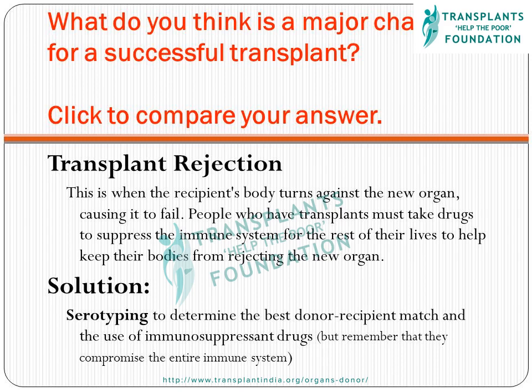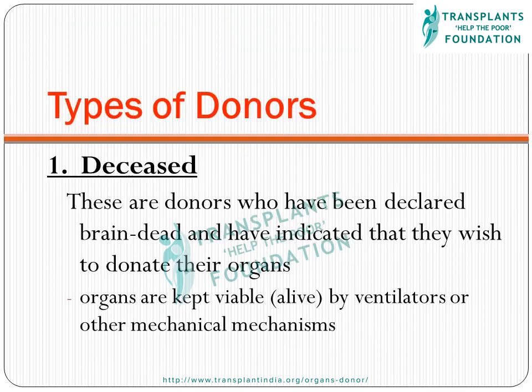Solution: serotyping to determine the best donor-recipient match and the use of immunosuppressant drugs, but remember that they compromise the entire immune system. Types of donors: 1. Deceased. These are donors who have been declared brain dead and have indicated that they wish to donate their organs. Organs are kept viable, alive, by ventilators or other mechanical mechanisms.